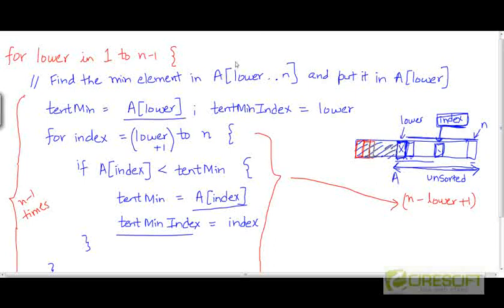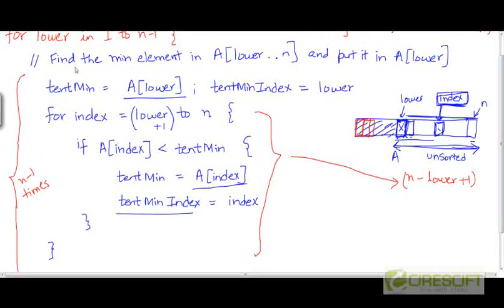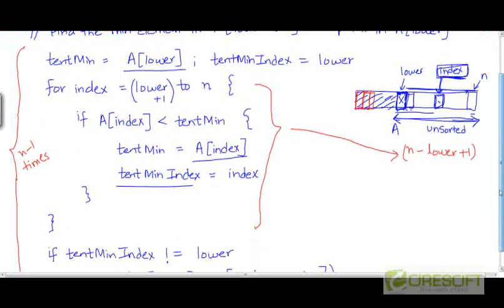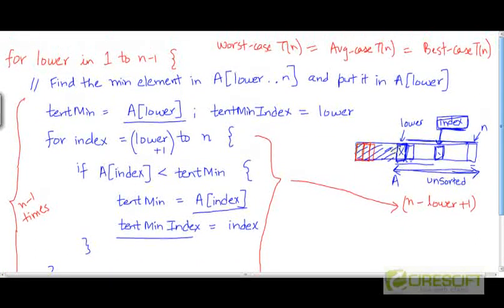So what I'm trying to get at here is that the worst case time is going to be equal to the average case time, which is going to be equal to the best case time. Regardless of the type of input, the expression for the running time is going to be the same. We haven't calculated what that expression is, but the expression is going to be the same because the running time does not depend on the type of input.